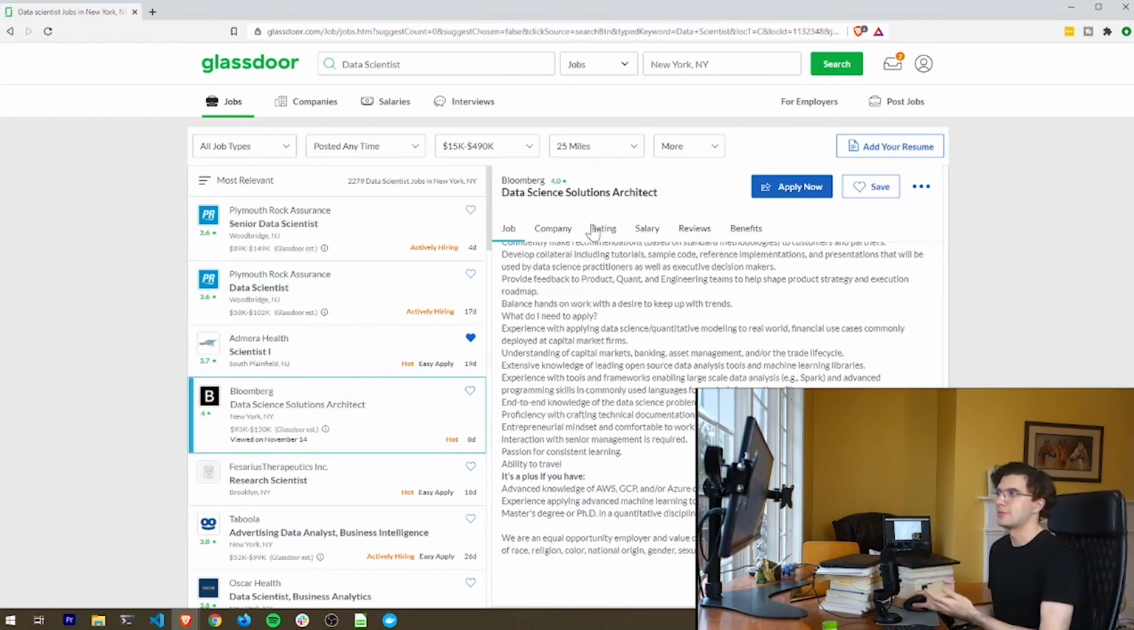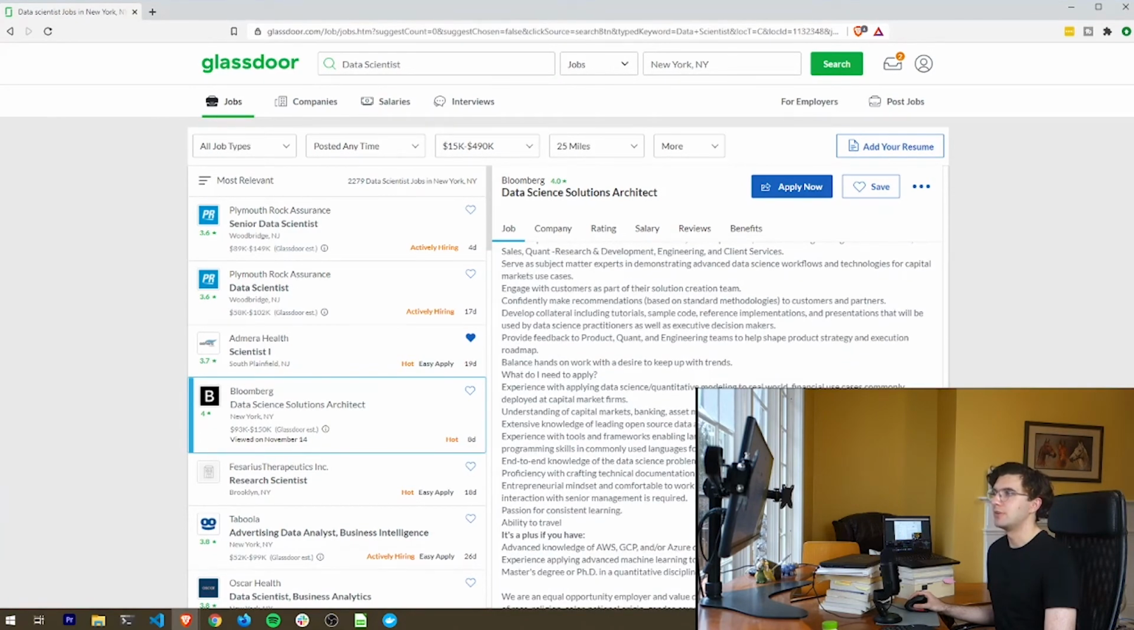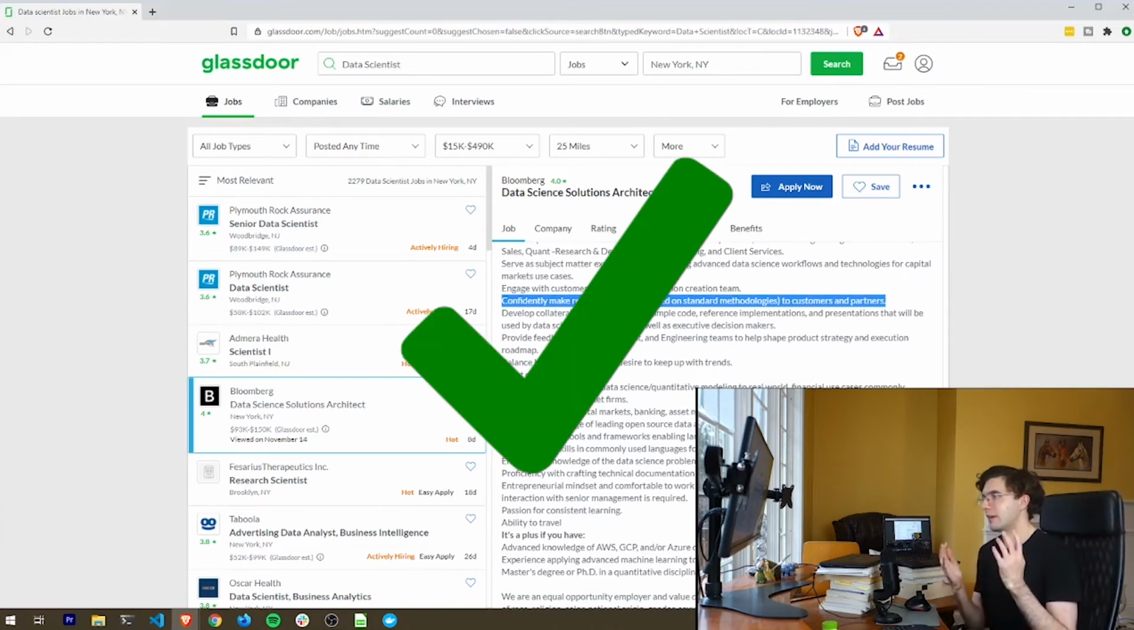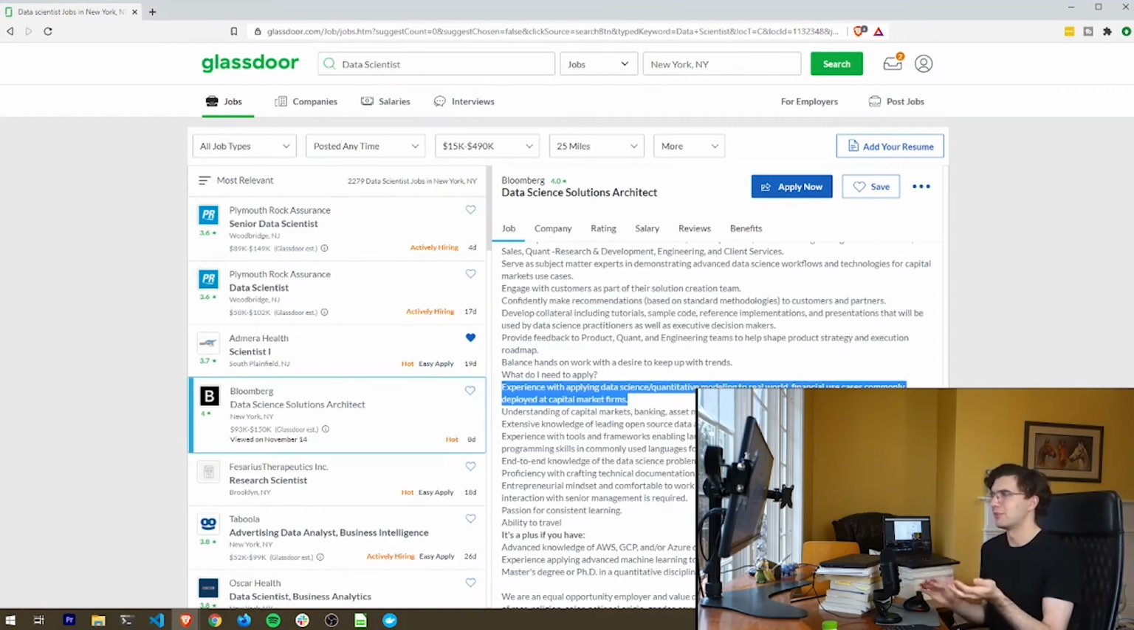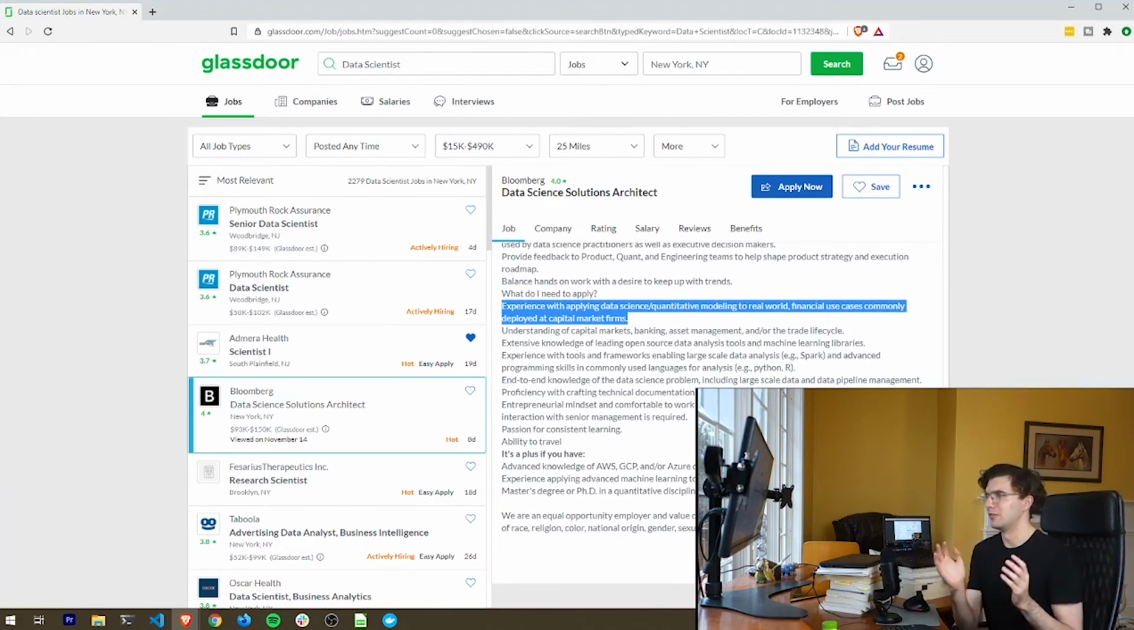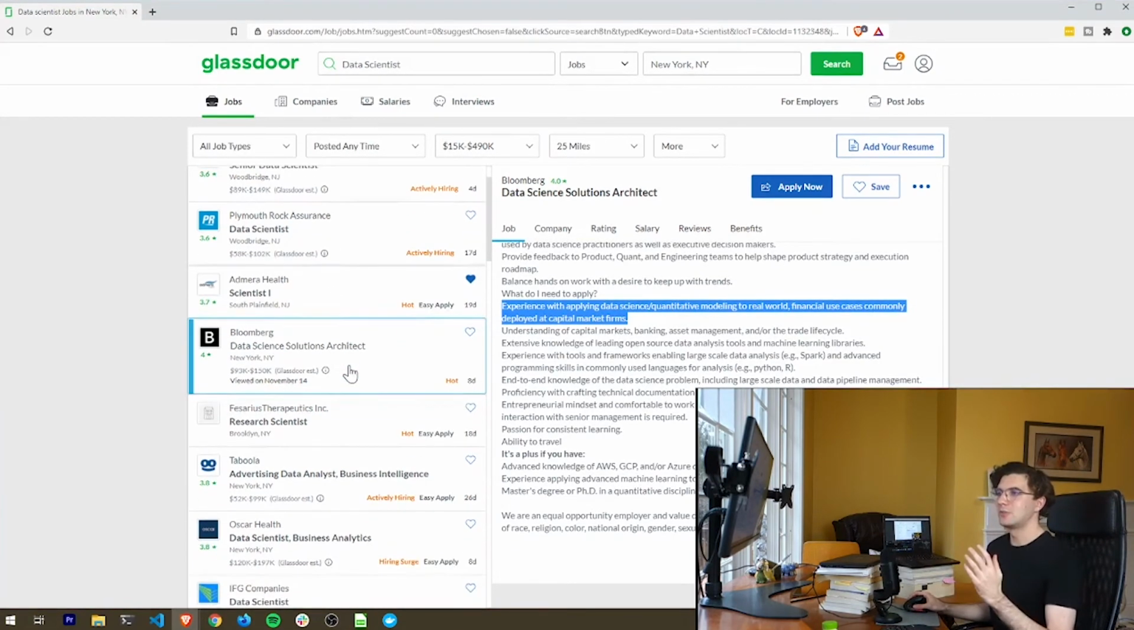Here, Bloomberg Data Science and Solution Architect. Let's see, we need, okay, confidently make recommendations based on statistical methodologies to customers and partners. So here again, it's emphasizing that we need to understand statistics and explain that to people. Very important part of the job here. This is kind of more of a finance institution, Bloomberg obviously. So here they want some experience deploying stuff in that kind of situation, but I don't think that would be very essential for a new data scientist, obviously. I just searched data scientist here to get as many hits as we can. So in these two here, let's just look at one more.